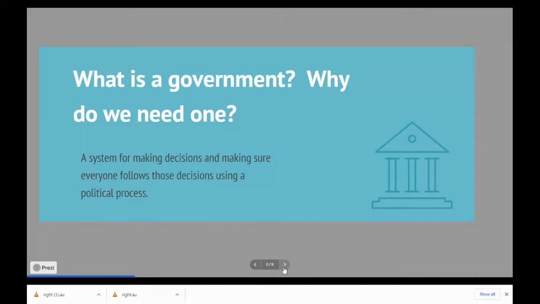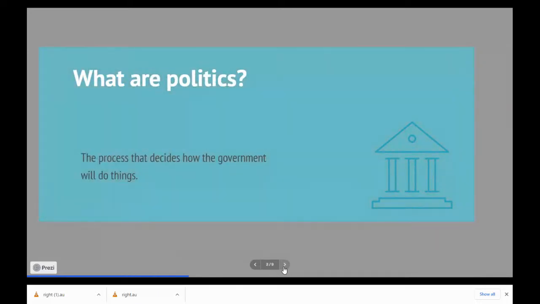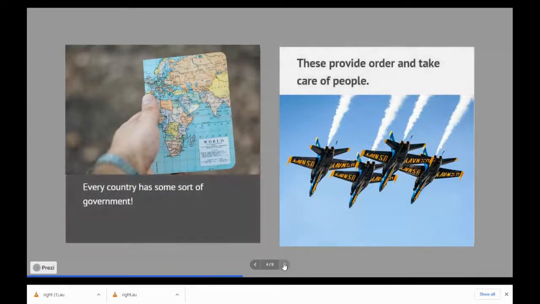And in the government, how do we know who gets to make the decisions? Well, there's a political process. So we have politics. And politics just means the process that we decide how the government does things. And we talked last week about different ways that politics can look and how throughout the past we looked at different forms of government that maybe helped our government be what it is today. But every country has some type of government, okay?